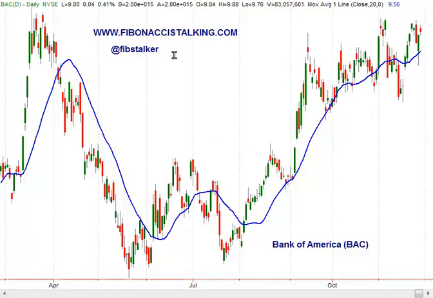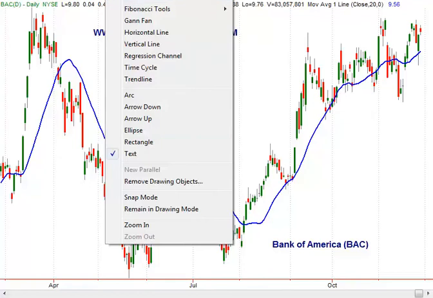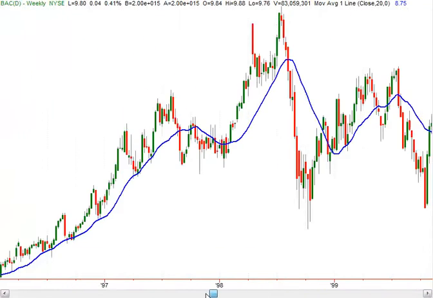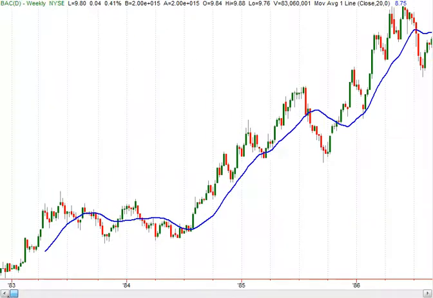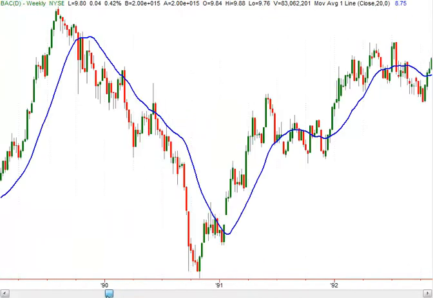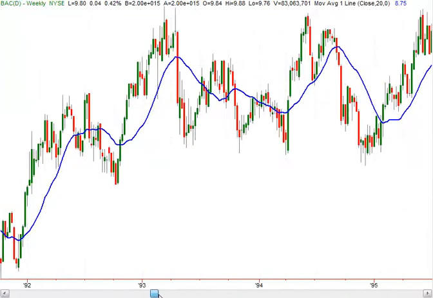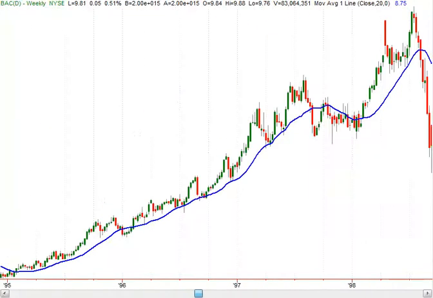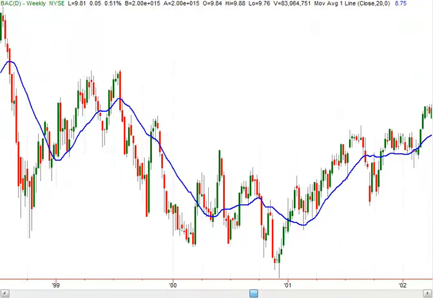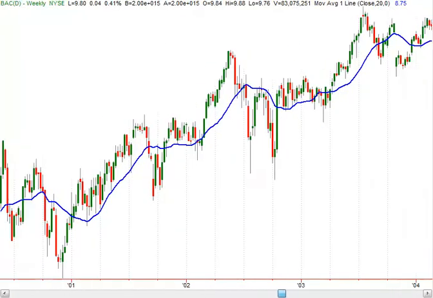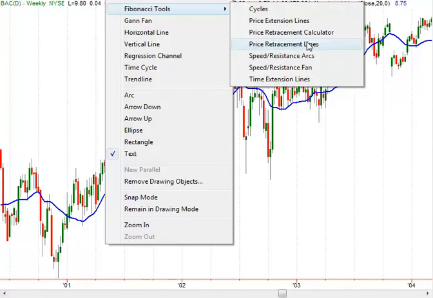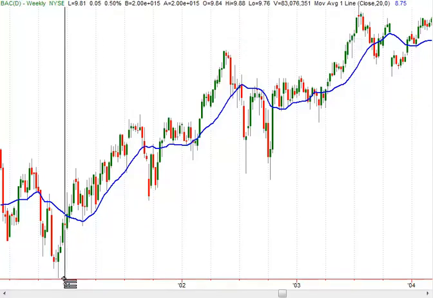So as usual, I will start from the weekly time frame, and this is a stock whose IPO was in '83. It went through the big bull market of the 80s and 90s, and then it corrected along with the other markets. From 2001 it had a number of measure moves.